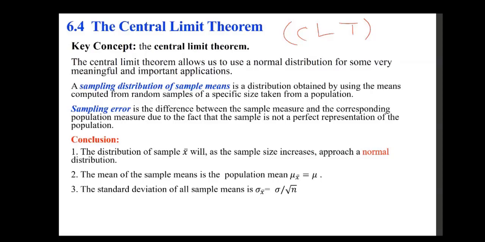Now, here's the conclusion. The distribution of sample X bar will, as the sample size increases, approach a normal distribution. In other words, as n gets larger, the distribution becomes more and more normal. And so in that case, the mean of the sample means, mu of X bar, equals mu. Sigma of X bar is sigma over square root of n.